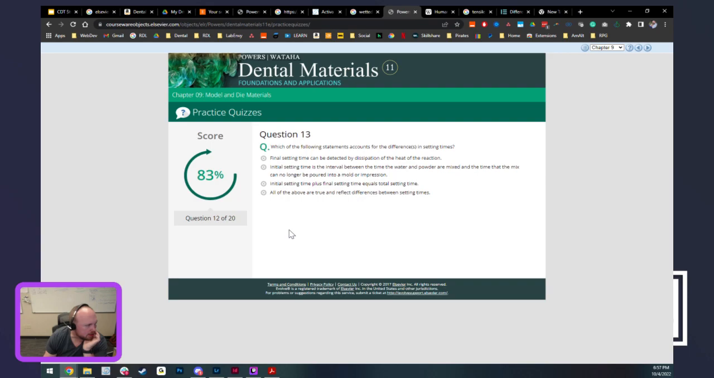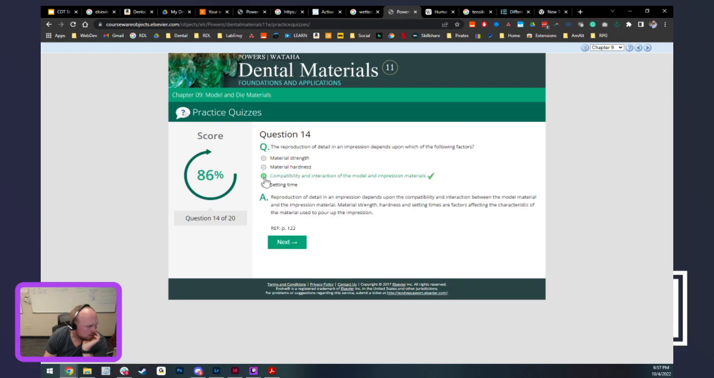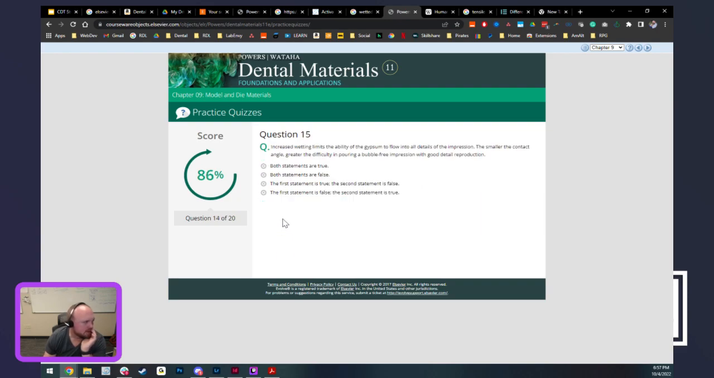Which of the following statements accounts for the difference in setting times? All the above. And the reproduction of detail in an impression depends on the following factors. Increased wetting limits the ability of the gypsum to flow into all the details of the impression. The smaller the contact angle, the greater the difficulty in pouring a bubble-free impression. Gypsum flow. Increased wetting. Wetting is the ability for a liquid to... All right, got them both wrong.